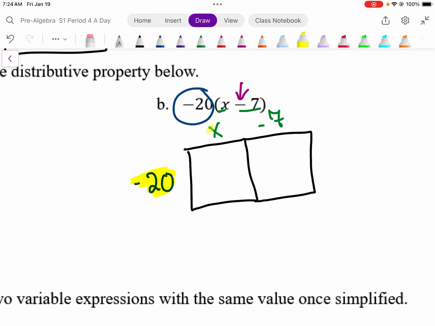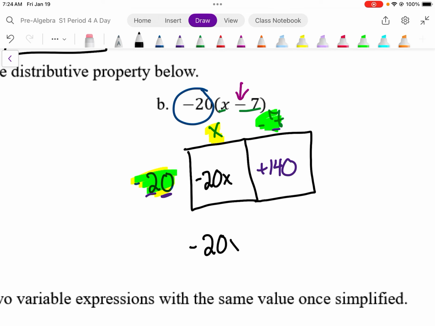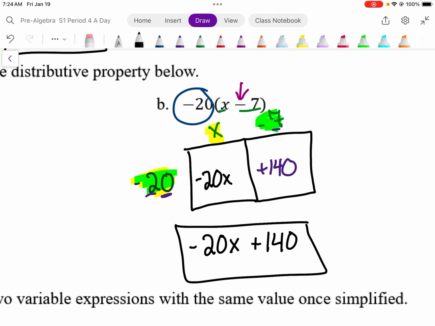So then just like last time, we're going to take negative 20 times x, and that'll be negative 20x. And then we're going to take negative 20 times negative 7. So both of those negatives are going to make a positive number. And 2 times 7 is 14. And then we're going to add that 0 from the 20. And that will give us the answer of negative 20x plus 140. And this is your final answer there.